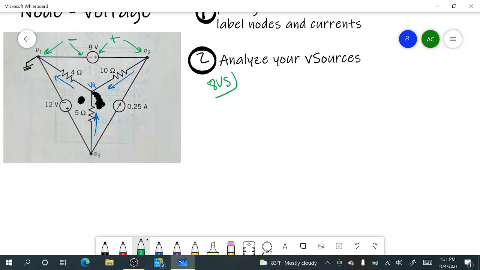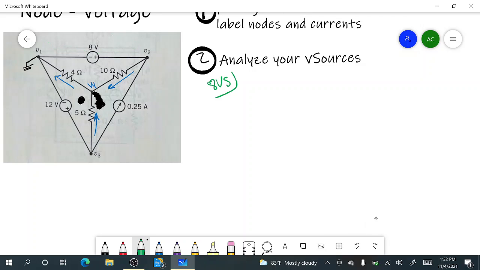So think of it as this plus is not actually on the 8, it's not actually on the battery, but the plus is actually over on this side. So the plus is here and the minus is there. So now we can associate the plus with the V2 and we can associate the minus with the V1. Okay, so that's kind of the way to think about it.